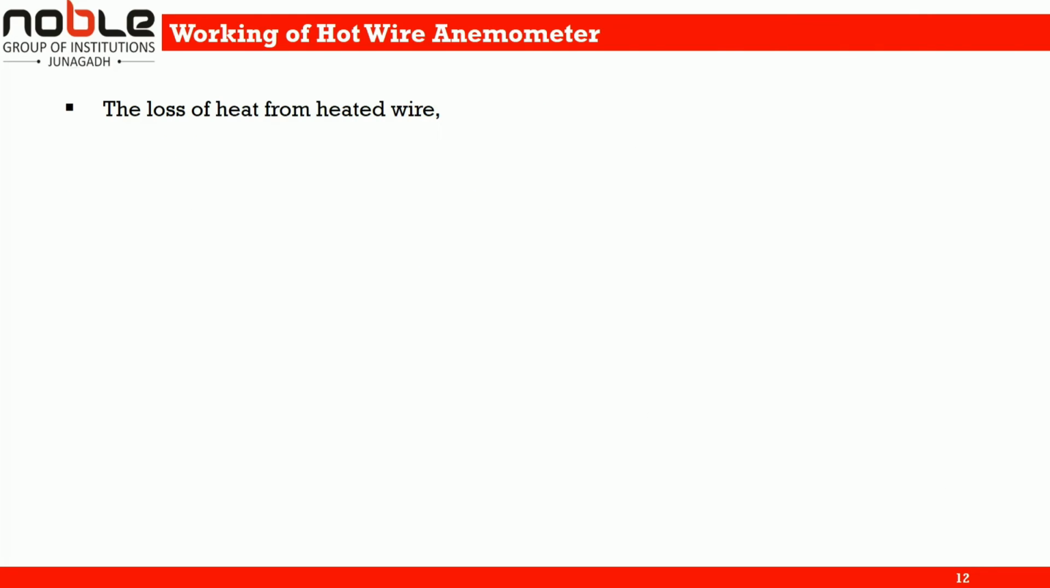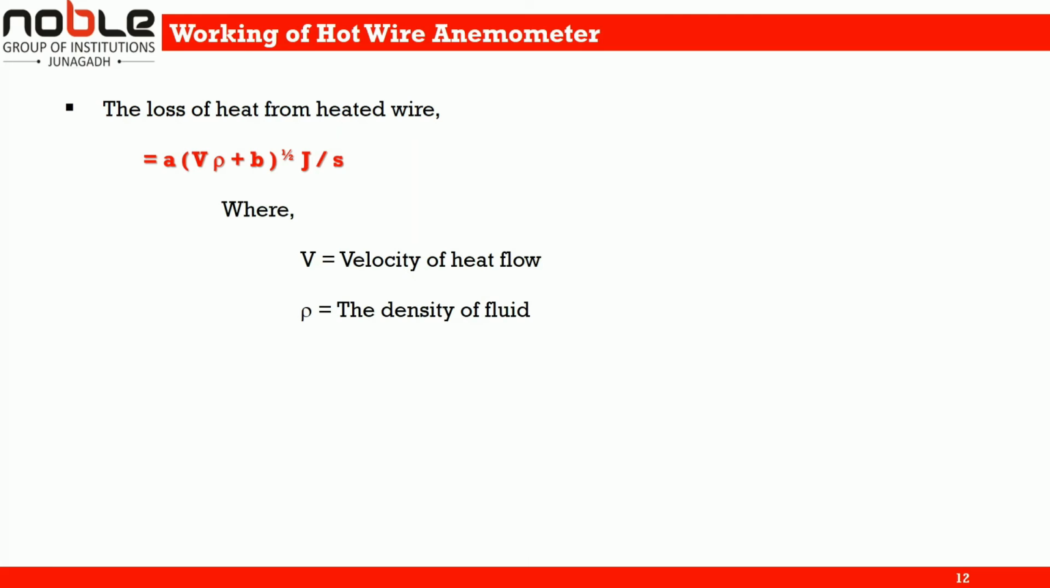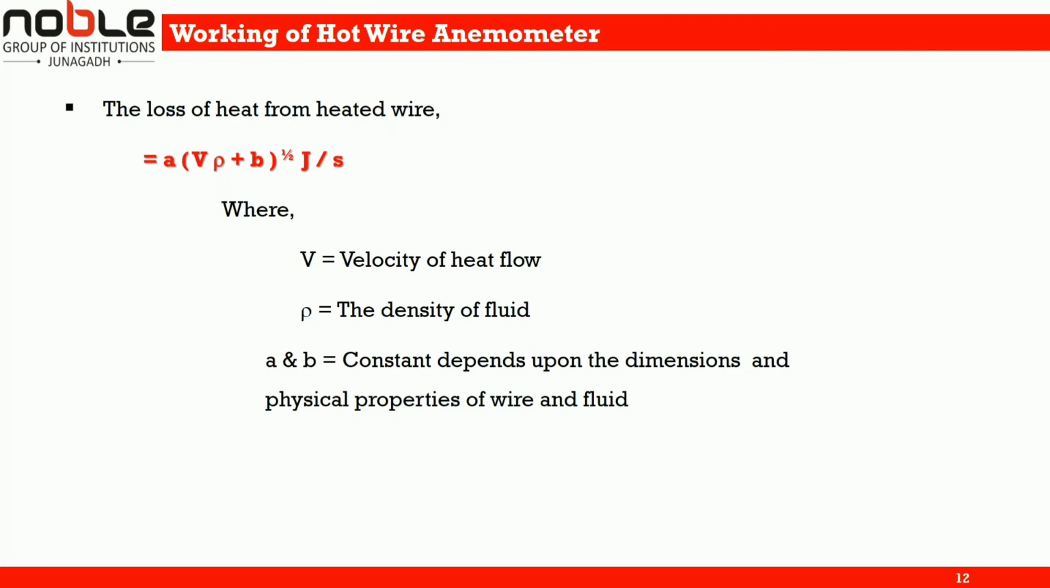The loss of heat from the heated wire is equal to (A V rho + B) raised to 1/2 joule per second, where V is the velocity of flow, rho is the density of the fluid, and A and B are constants that depend upon the dimensions and physical properties of the wire and fluid.